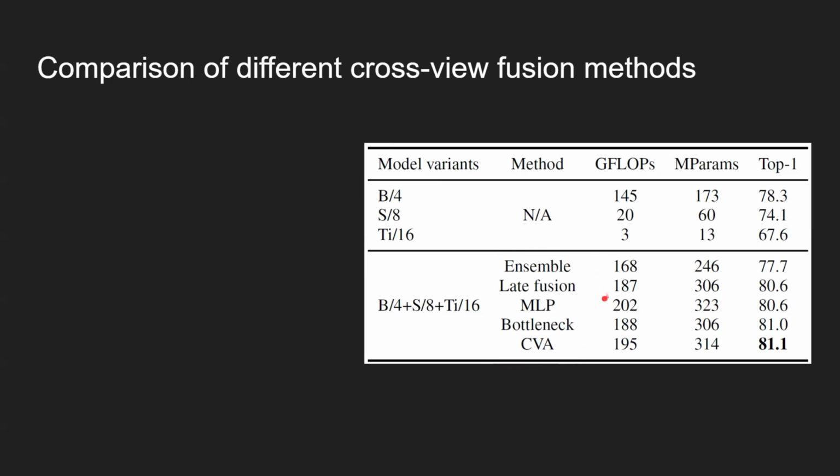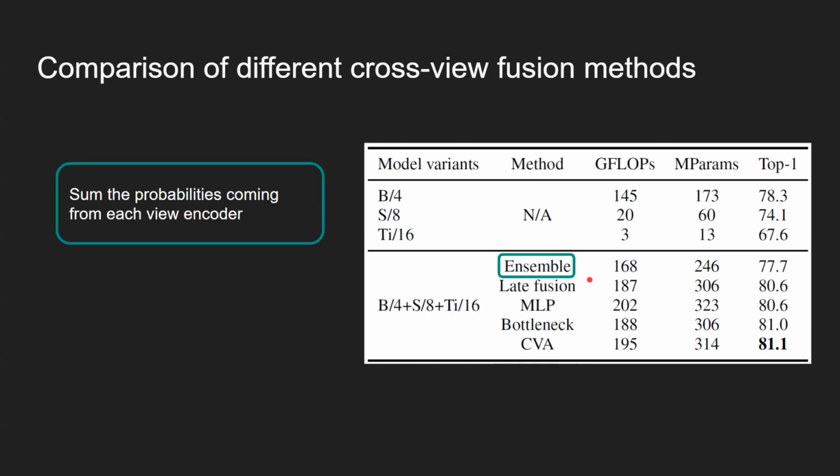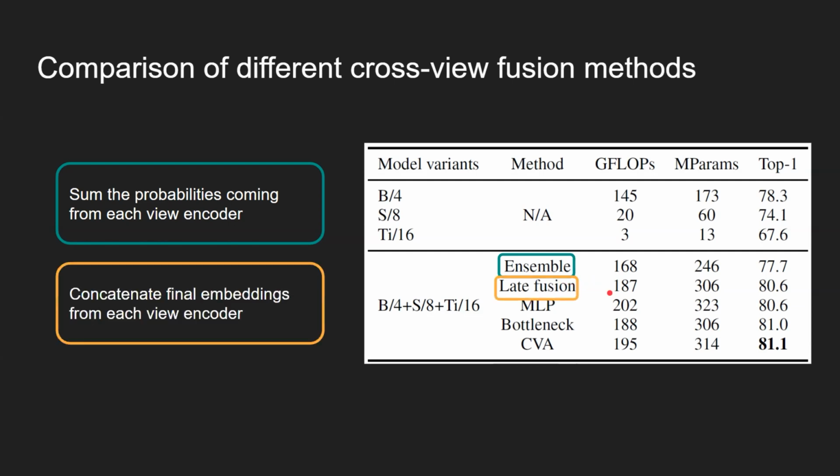Now here we can see that there are two new fusion methods listed. So let's discuss them. The ensemble approach is nothing but whatever probabilities are coming out of each encoder, they sum them all up and then pass to the global encoder. While the late fusion was nothing but they took the final embedding just before the output, the final layer embeddings, and concatenated them and passed to the global encoder. So they experimented with all this and they found out that CVA was the best fusion mechanism.